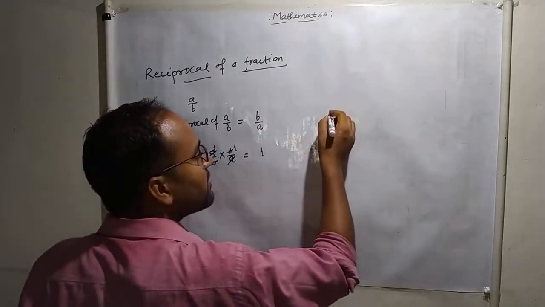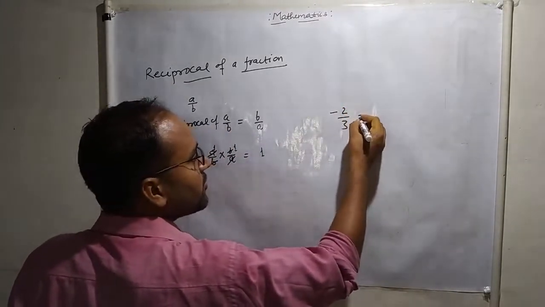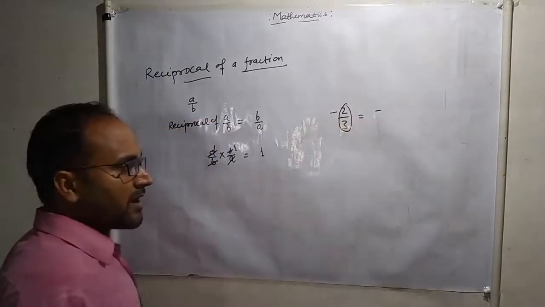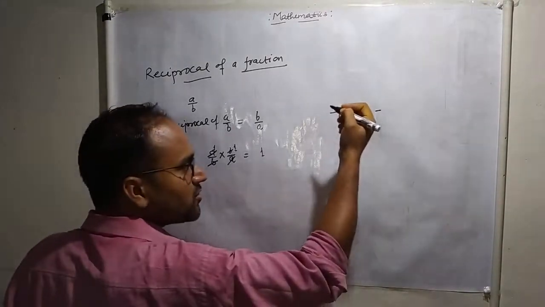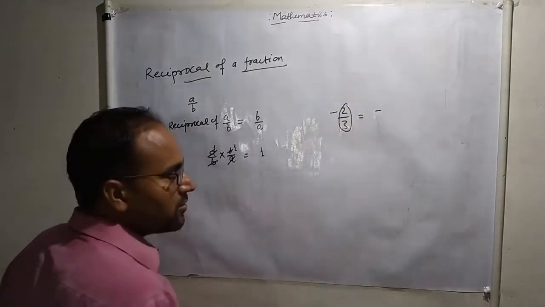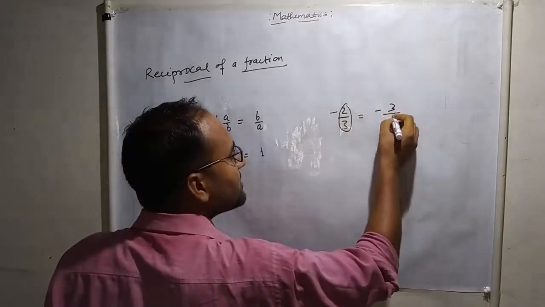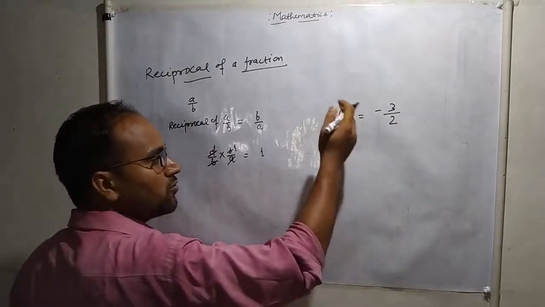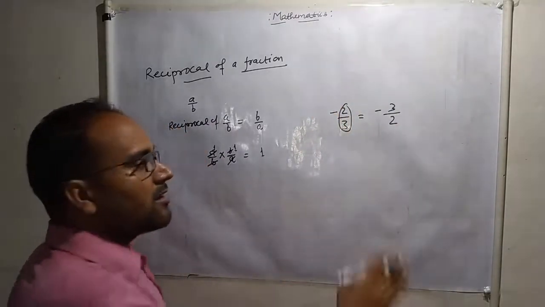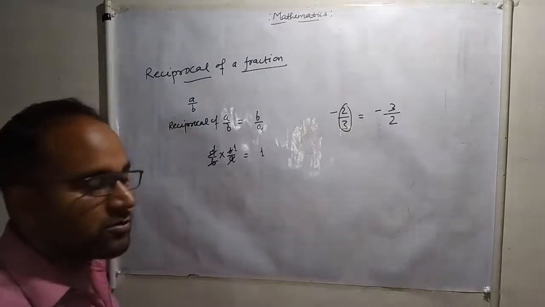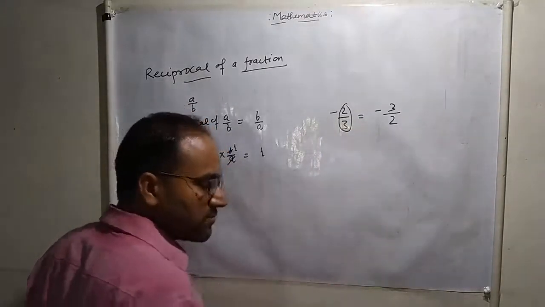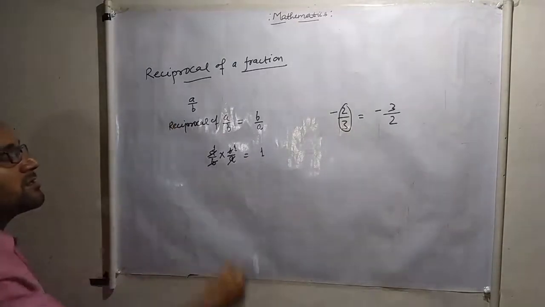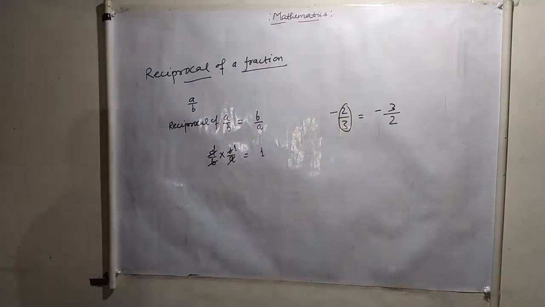Suppose it is given minus 2 upon 3. What is the reciprocal of this one? Minus is as it is. Only the numerator changes into denominator and denominator changes into numerator. So you will get minus 3 upon 2. Minus is as it is, you don't change that minus downside. Minus 3 upon 2 is the reciprocal of minus 2 upon 3. Okay students, this is known as the reciprocal of a fraction.